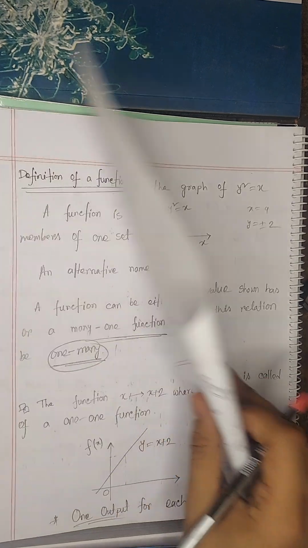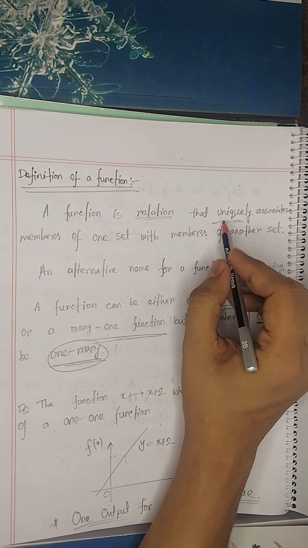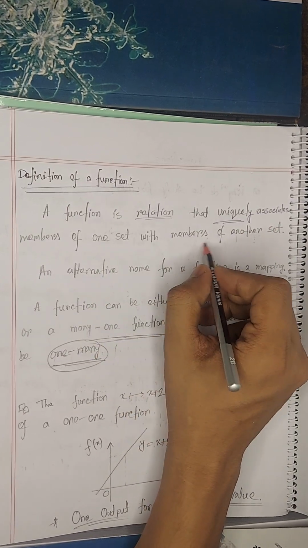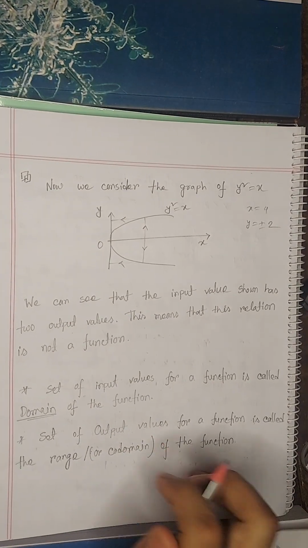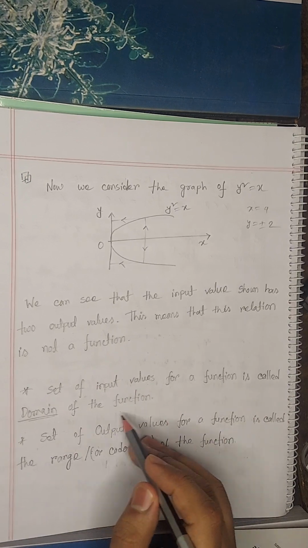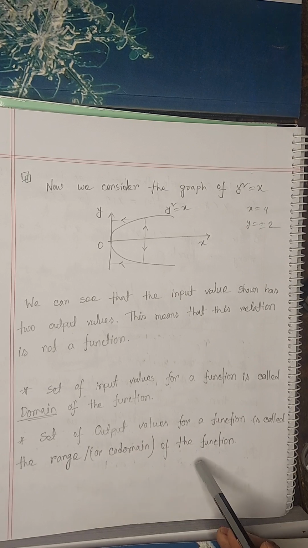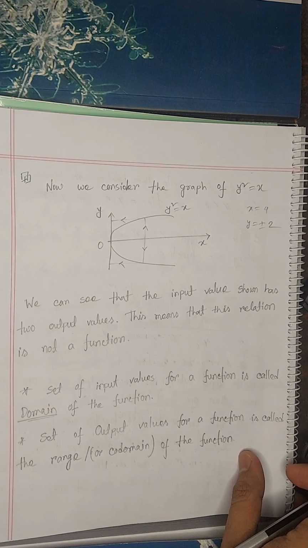In the definition of a function we see that it is a relation that uniquely associates members of one set with the members of another set. The set of input values for a function is called the domain of the function. The set of output values for a function is called the range of the function, or also called the codomain of the function.